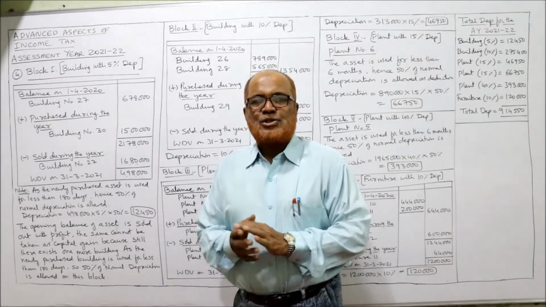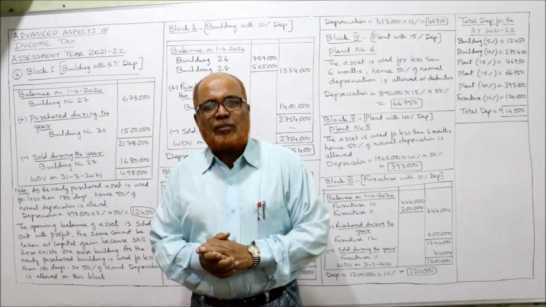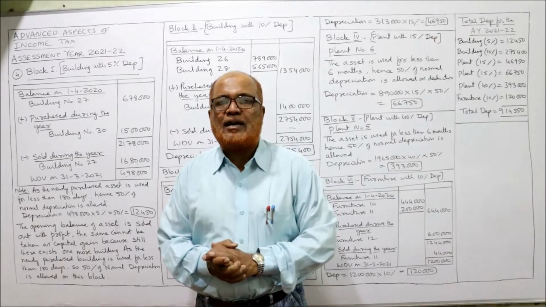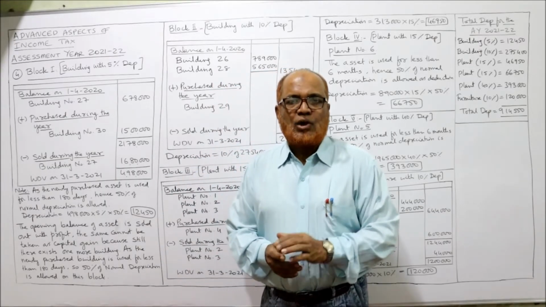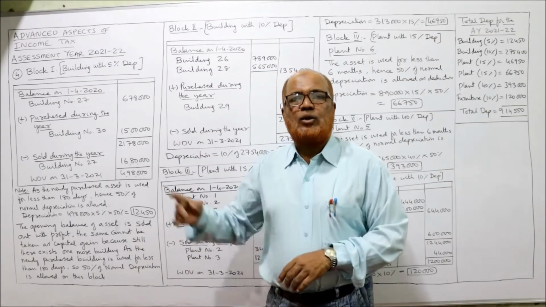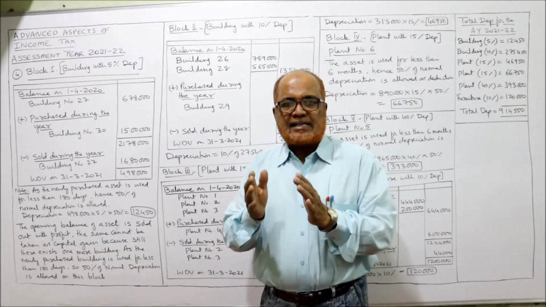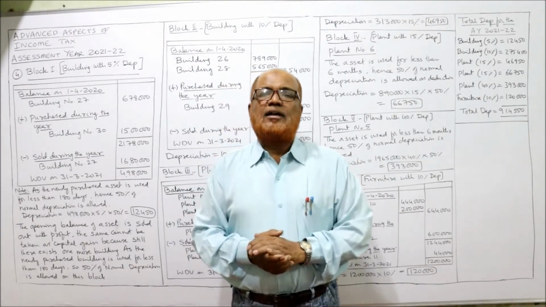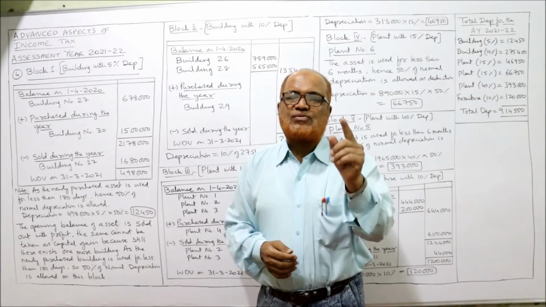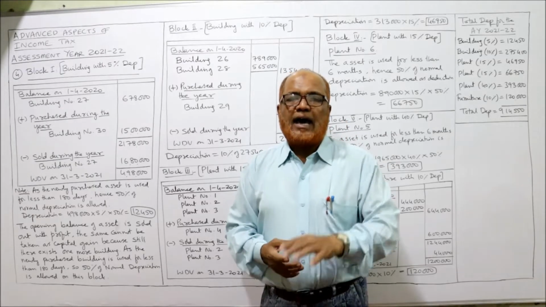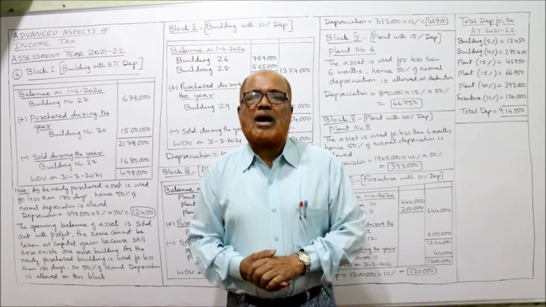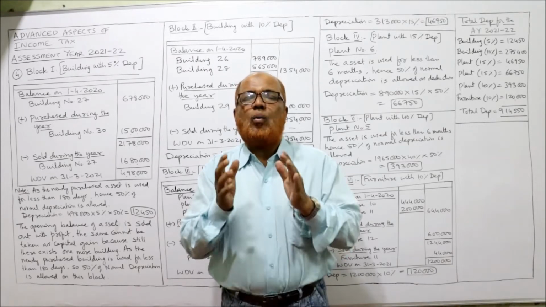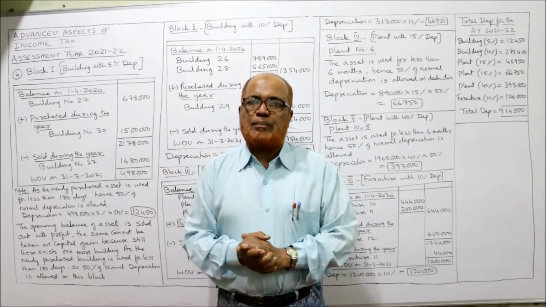I'm Hasham Ali Khan. In this video I'm continuing the problem on calculation of depreciation according to the provisions of the Income Tax Act 1961 for the current assessment year 21-22. For the assessment year 21-22, the previous year begins from 1st April 2020 and ends on 31st March 2021. For this assessment year, what are the provisions regarding calculation of depreciation?